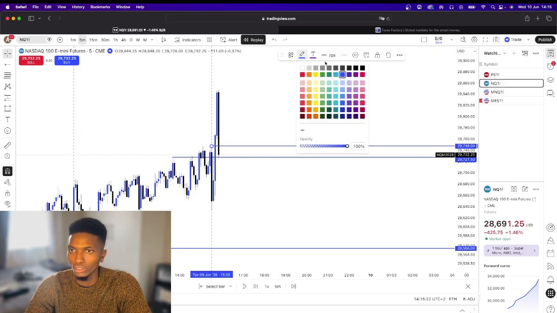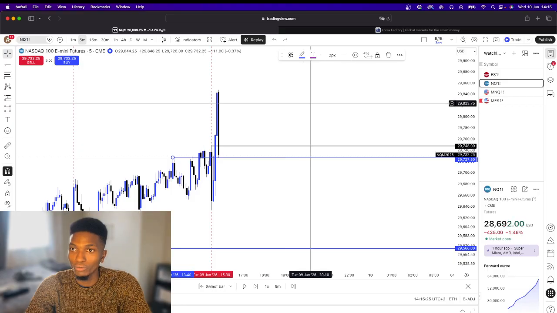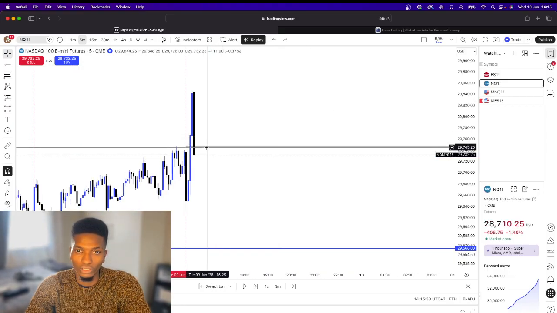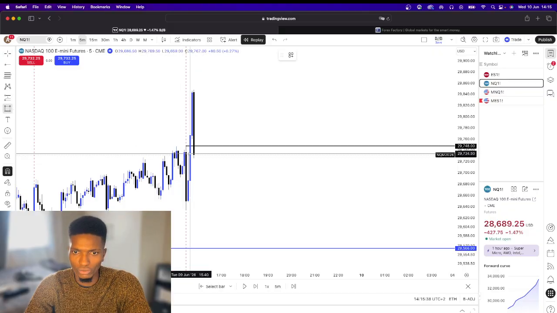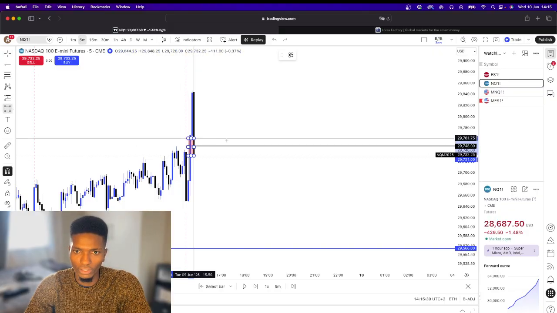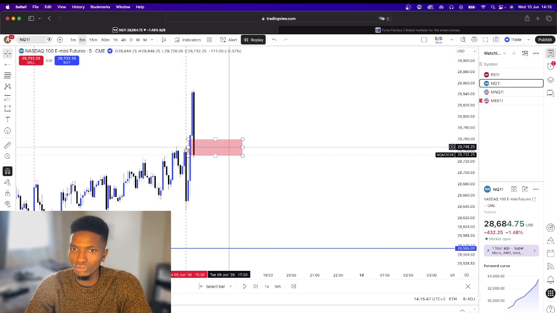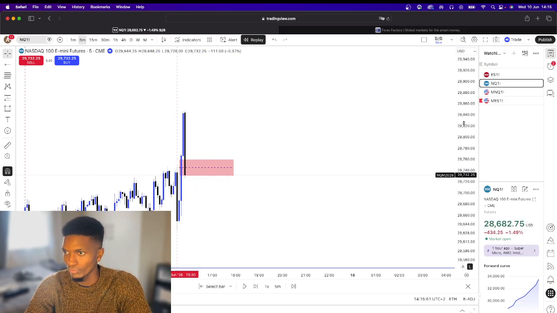Okay, boom. So we broke structure up here, right? So what are we looking for now? Some form of retracement, right? Okay, this candle is giving it away, but then we broke structure up there, and then we formed this fair value gap up here, right? So what are we looking for? For price to come into the fair value gap and continue pushing upwards.